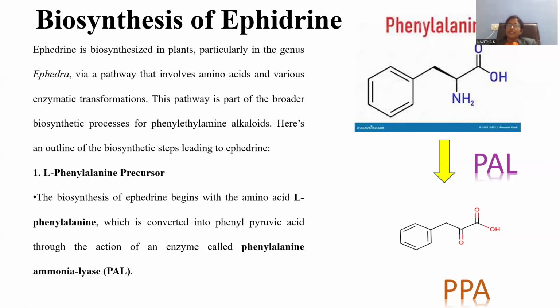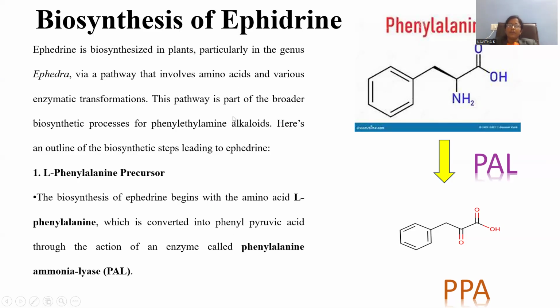Whatever we extracted, we confirmed by placing it into our different spectral machines. This part we finished, right? Now what we are going to observe is how this ephedrine is developed within the plant material. What are the chemical mechanisms within the biological system? That part we are going to see, and that is called biosynthesis. How it will be developed, how it will be synthesized within the plant.